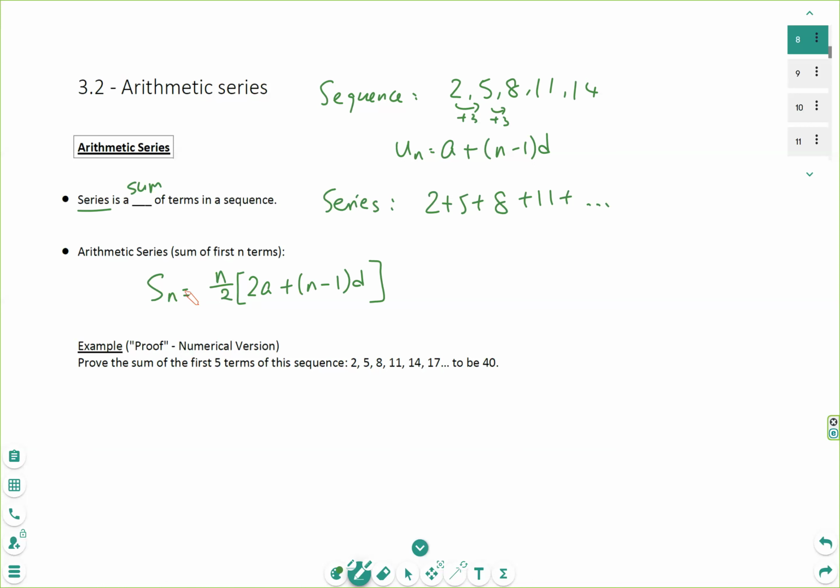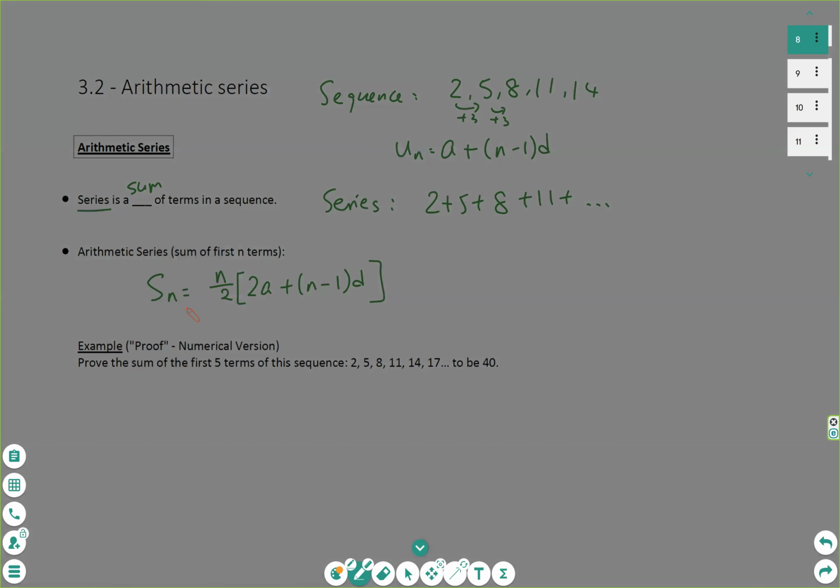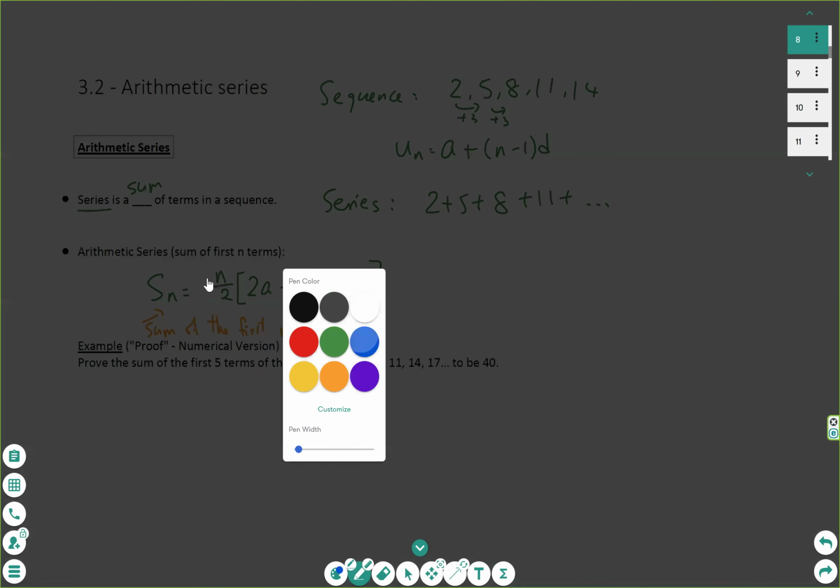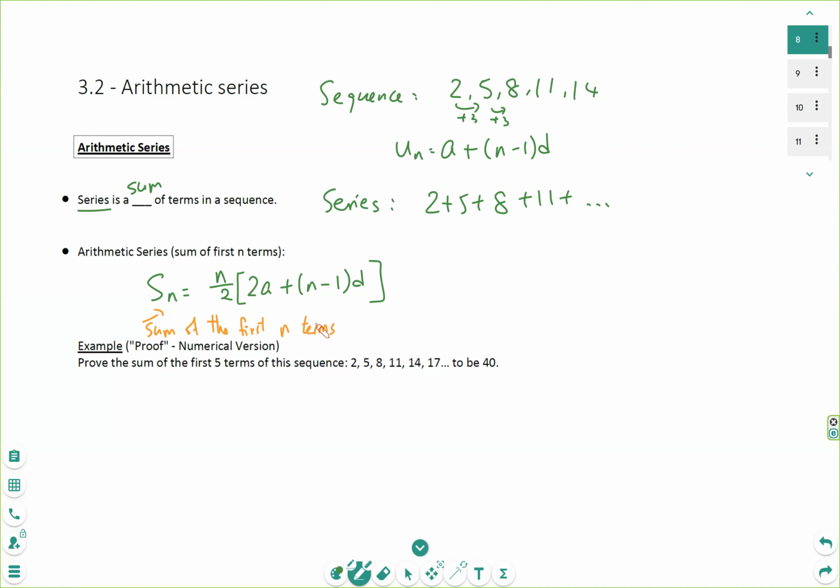In this arithmetic series chapter, you have to learn 5 formulae altogether in the whole chapter. So you learn the first 2, a sequence and a series. So Sn is the sum of the first n terms. If you have S5, that will be the sum of the first 5 terms. Sn means the sum of the first n terms. n is the number of terms, a is the first term, and d is the difference.